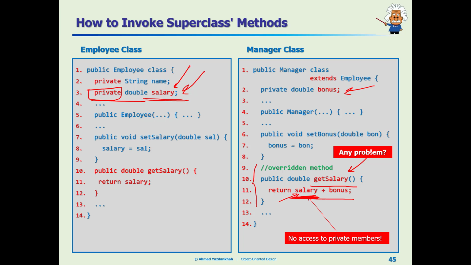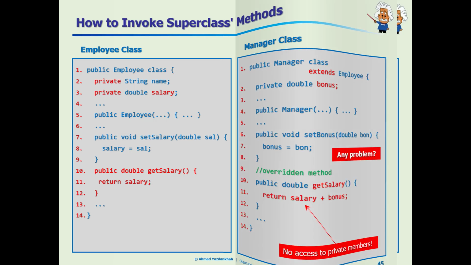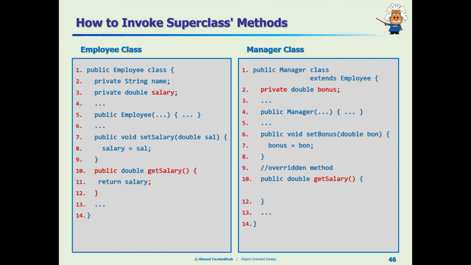So how can I access this salary? Probably via the get salary, right? Okay. So in this scenario, I would say get salary plus bonus. All right. Do you see any problem right now? Yeah, probably yes. Because when you say get salary, what is the issue here? It calls itself because it's closer to this method.